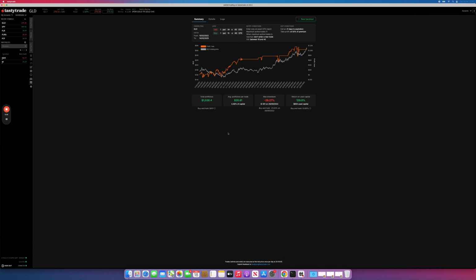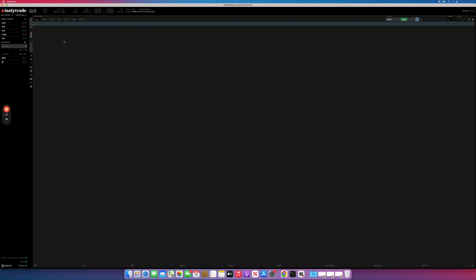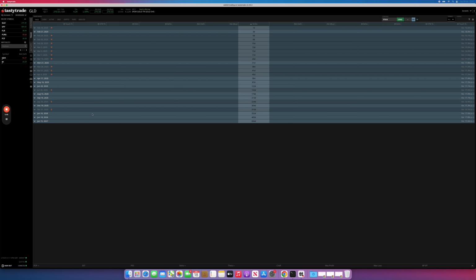And now let's go into our live account and see how we can actually implement this and place this trade, so you guys can follow along. I'm going to show you step by step exactly what to do. So GLD we've already got open. Now you want to open up the tab where you can see a list of option expiration dates.